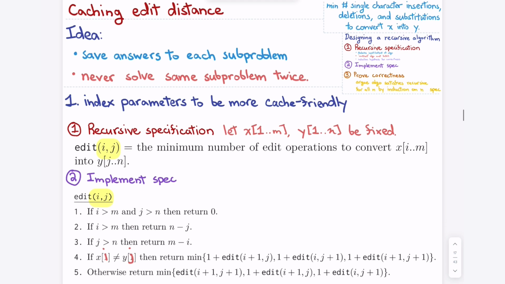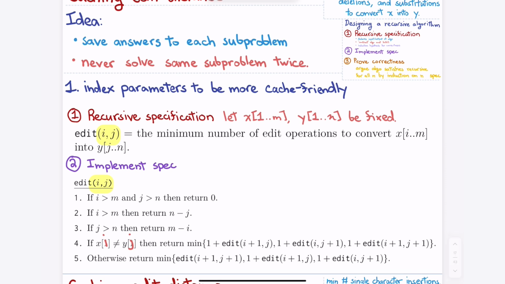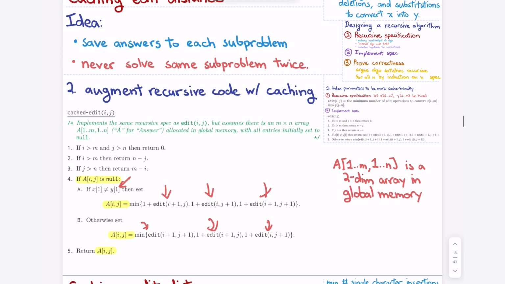So that was basically the idea. We're going to just save the answers to every one of these subproblems defined by two suffixes of our input. And we're just going to make sure we don't solve the same subproblem twice. So this is sometimes called caching or dynamic programming. And here we create some table called A for answer. And we just take our nice clean recursive algorithm and wrap it with something to check if I've already computed the answer before. If I have, then I can just return it. If not, then I'll compute and save it before returning.